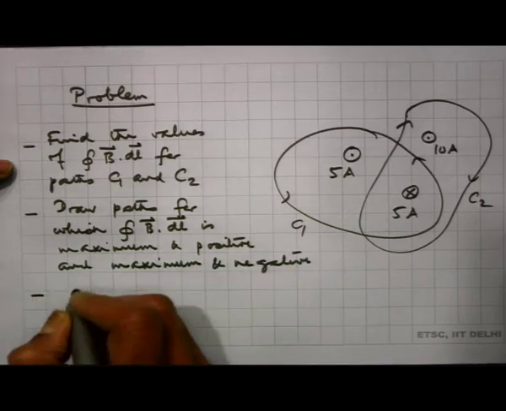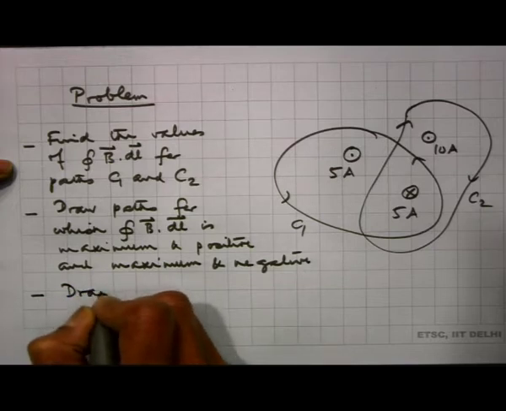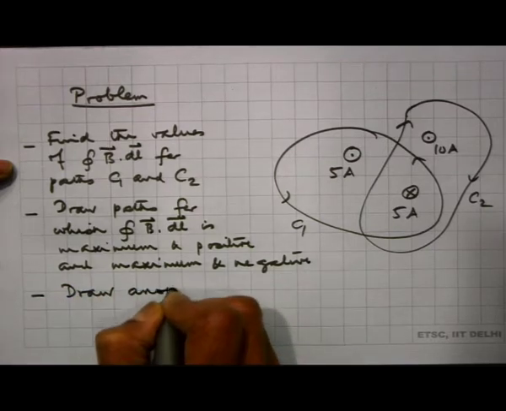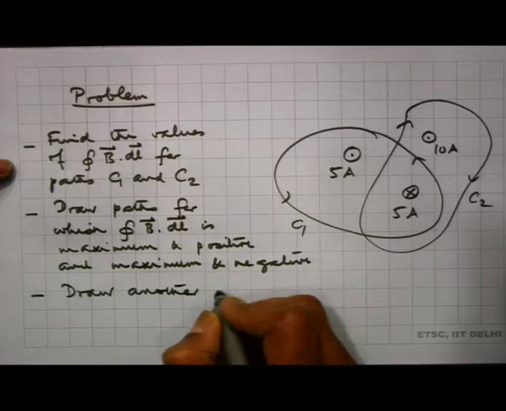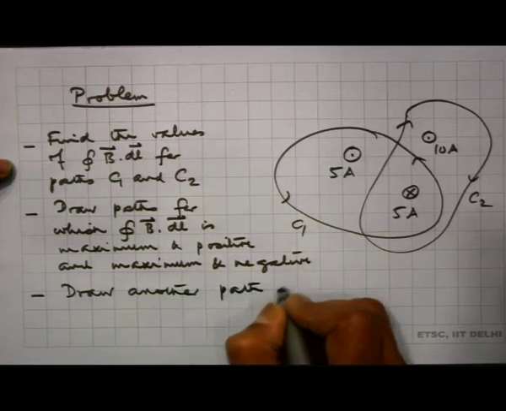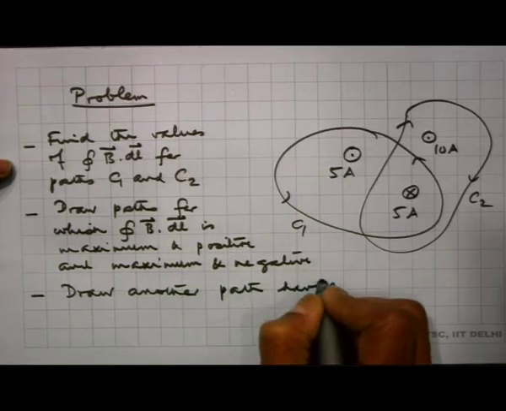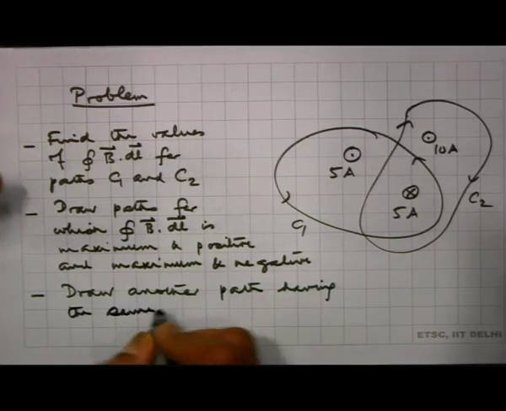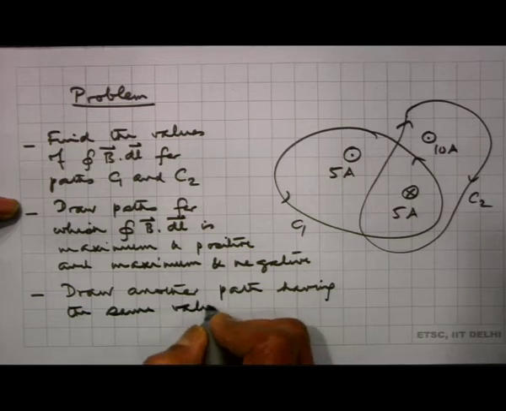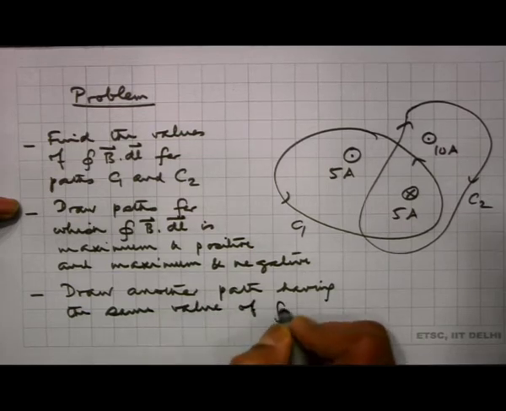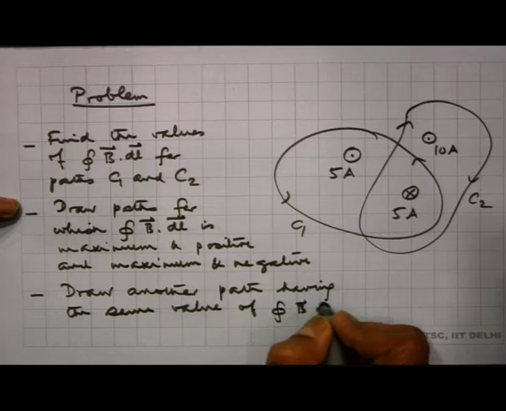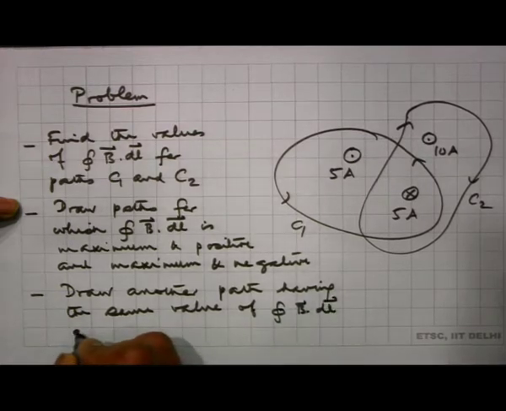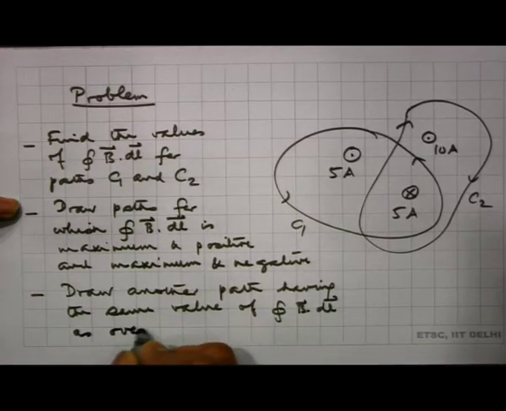And finally, draw another path having the same value of integral B dot dl as over C1.